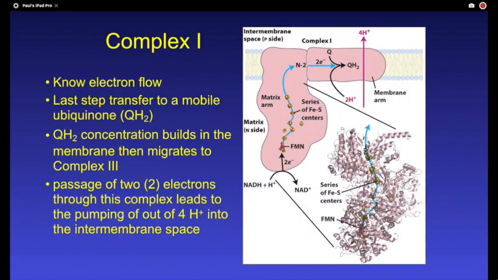Last step, it says transfers it to QH2, good, and QH2 will increase in concentration inside the membrane until it gets high enough to effectively bind into the pocket in complex 3. The passage of 2 electrons through this complex leads to 4, that's important, protons that are pumped into the inner membrane space. We're going to look at stoichiometry for this.